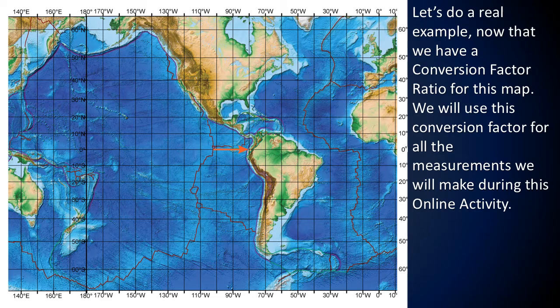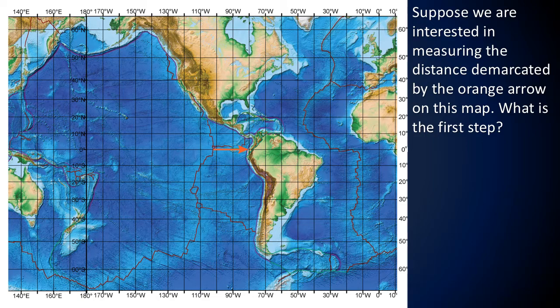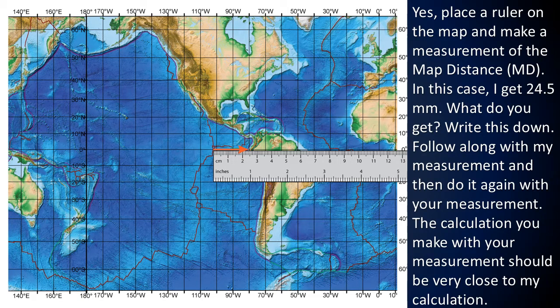Let's do a real example now that we have a conversion factor ratio for this map. We will use this conversion factor for all the measurements we will make during this online activity using this map. Suppose we are interested in measuring the distance demarcated by the orange arrow on this map. What is the first step? Yes, place a ruler on the map and make a measurement of the map distance. In this case, I get 24.5 millimeters. What do you get?